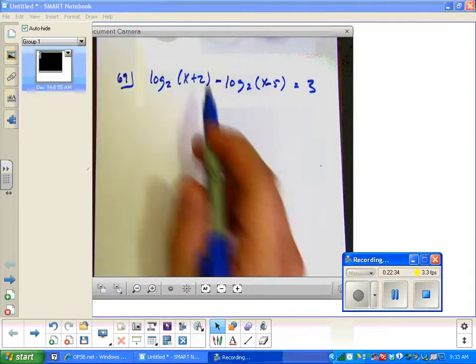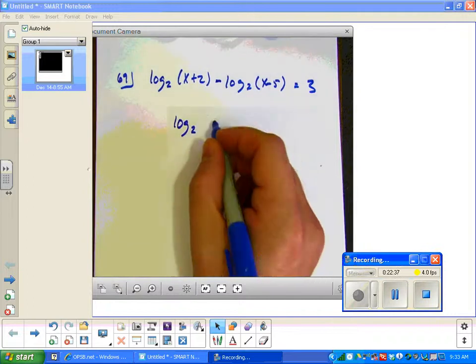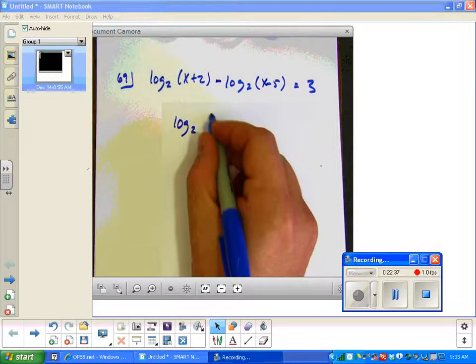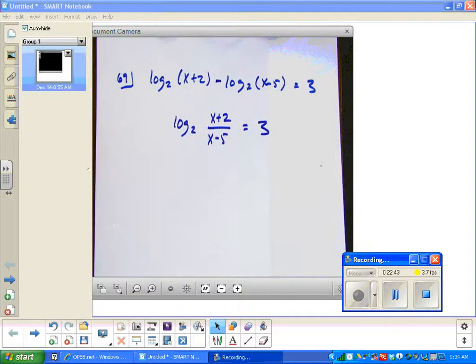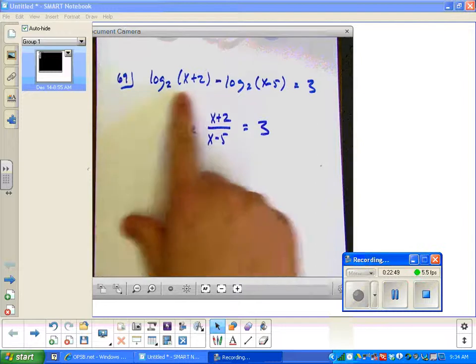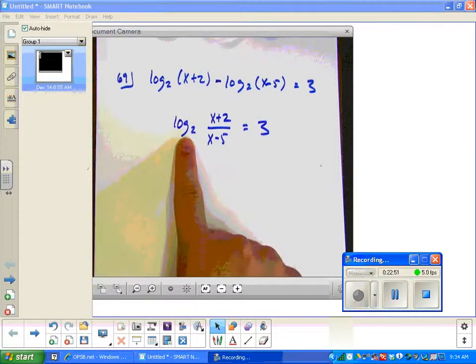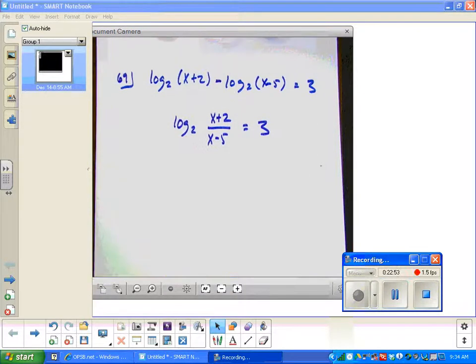So we're going to get log base 2 of (x + 2)/(x - 5). Okay, now talk to me. Did y'all follow that okay? Once you use your properties, you only have one logarithm, so you're back to a single log equation. So isolate the log, and then the most important thing, go to exponential form.